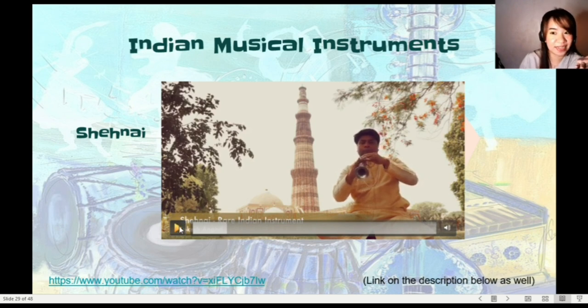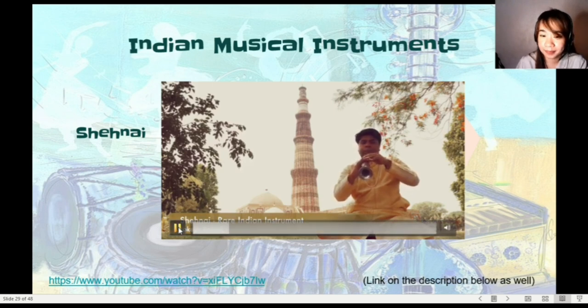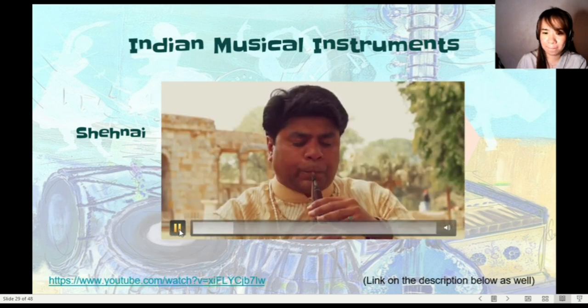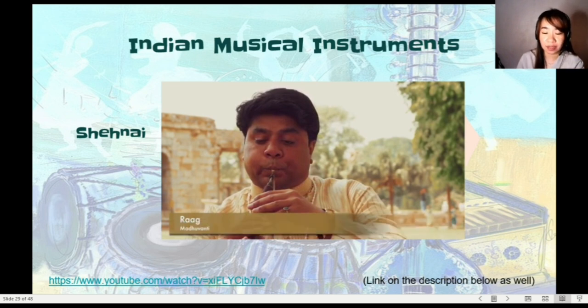Okay, what kind of instrument is this one? Is it a chordophone, membranophone, electrophone, idiophone, aerophone? If your answer is aerophone, then that's correct, because this one is a kind of wind instrument. Aerophones or wind instruments are instruments that produce sounds when blown. Okay, so let's continue listening. Okay, so that's how you play that. You blew wind onto it. Okay, next.